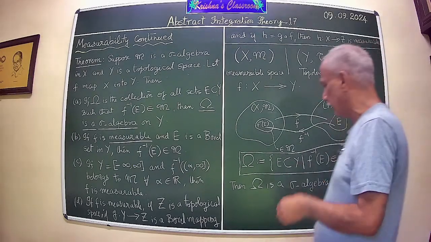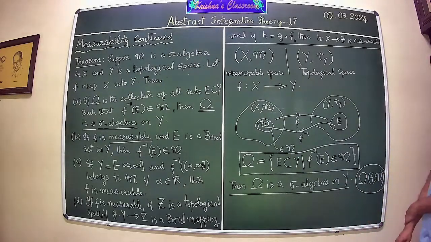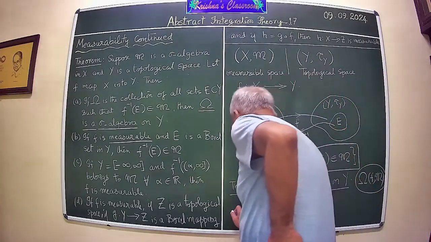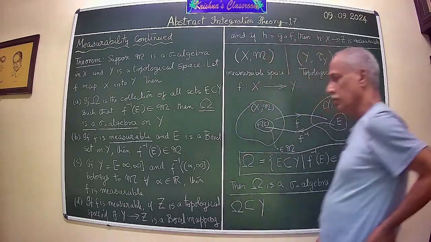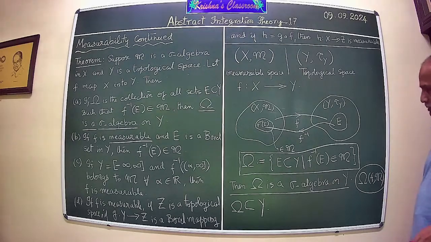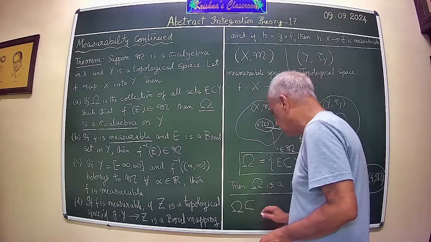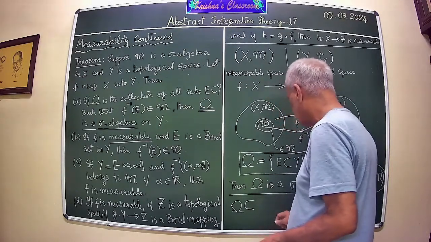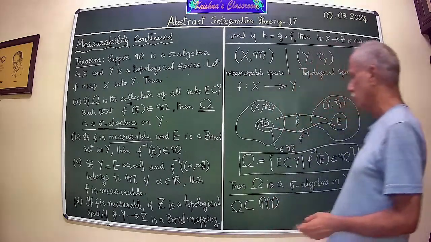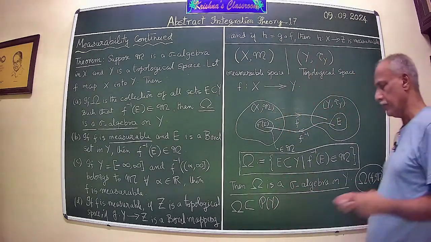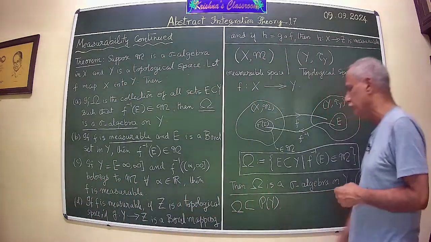So our claim is that, this is the claim that you have. So what do we have to prove? See, you observe that omega is a subcollection of elements in Y. And now we are saying that this is going to be a sigma algebra. So what all things you need?